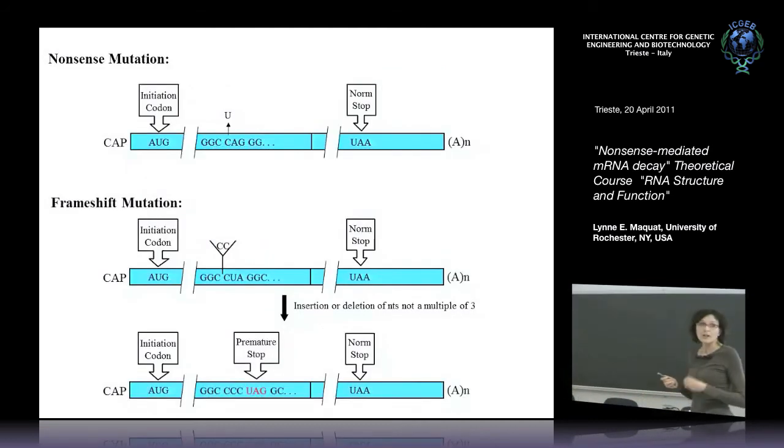And for those of you who want a quick review about nonsense mutations and frameshift mutations, nonsense mutations are usually single nucleotide changes that convert a coding codon to one of the 3 nonsense codons. Frameshift mutations occur in the open translational reading frame, as do nonsense mutations, and they consist of an insertion or a deletion that is not a multiple of 3, shifts the reading frame, and generally generates a premature termination codon downstream of the insertion or deletion.